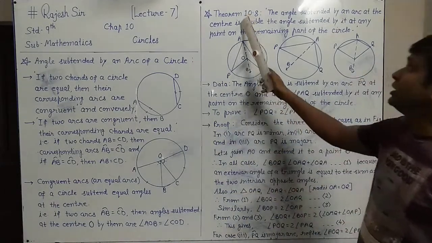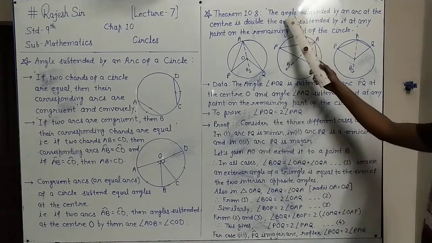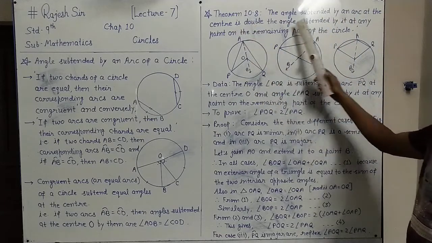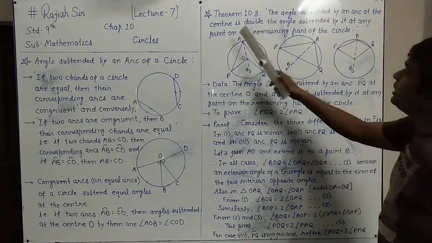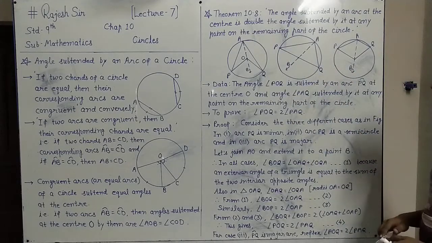Now the next very important theorem, 10.8: the angle subtended by an arc at the center is double the angle subtended by it at any point on the remaining part of the circle. Let's understand this by the figure.